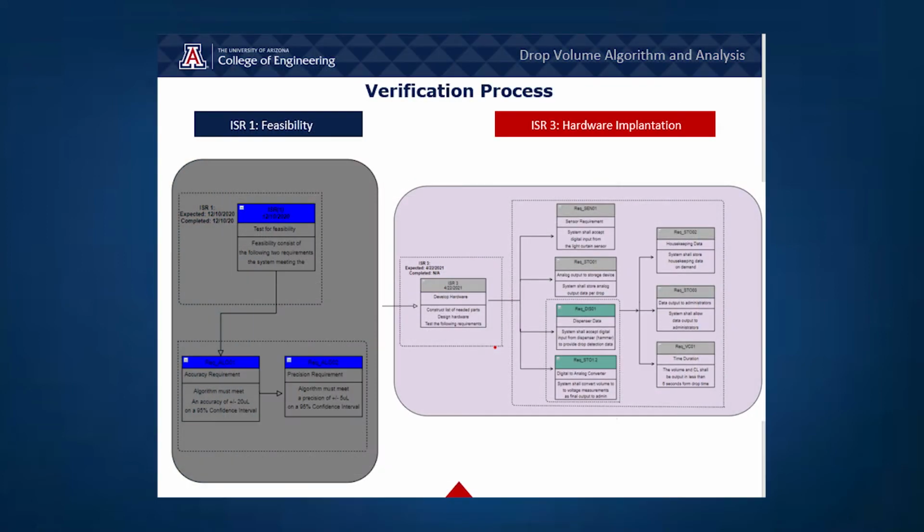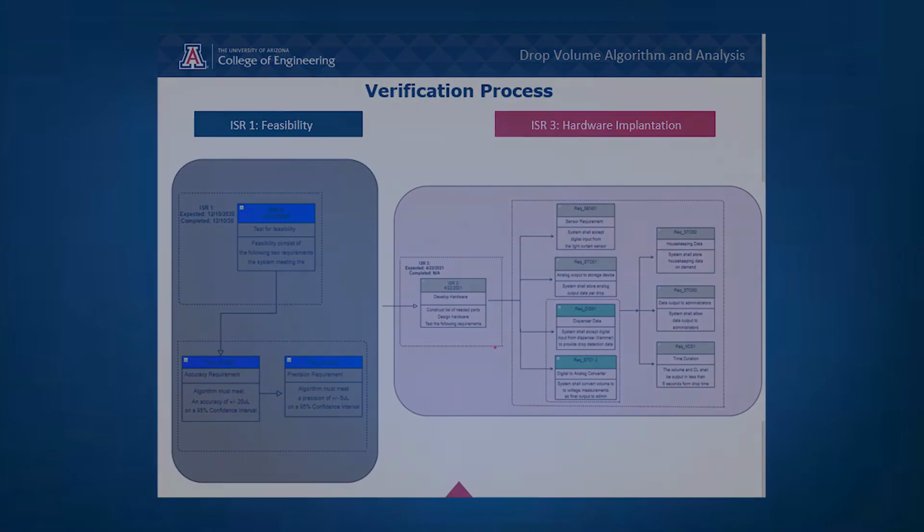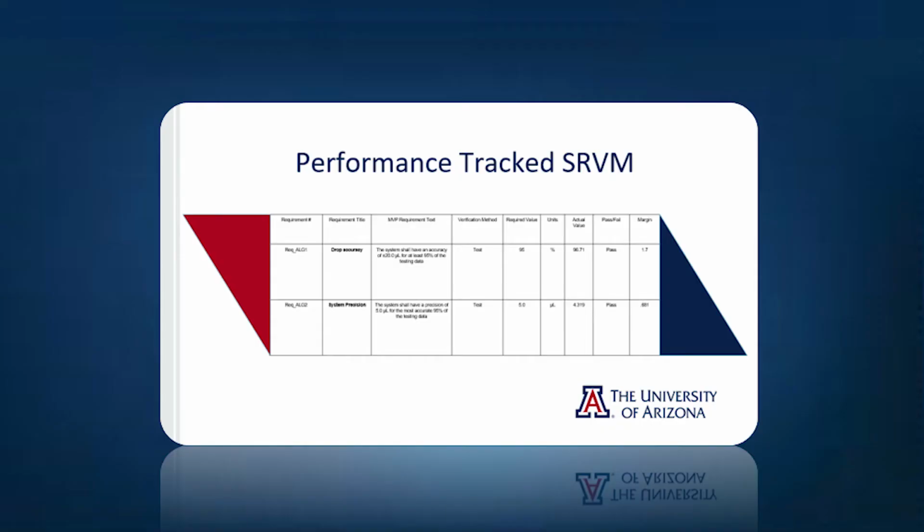For feasibility, we tested the algorithm accuracy and precision by comparing the algorithm's volume calculation with the true volume provided by Roche for the entire test set. In this case, Roche measured the true volume by weighing each drop and dividing by the drop density. The algorithm's prediction was within plus or minus 20 microliters of the true drop volume for 97.7% of the test set, passing as the requirement was for 95% of the test set. And the algorithm had a precision of 4.3 microliters, passing the requirement of 5 microliters.